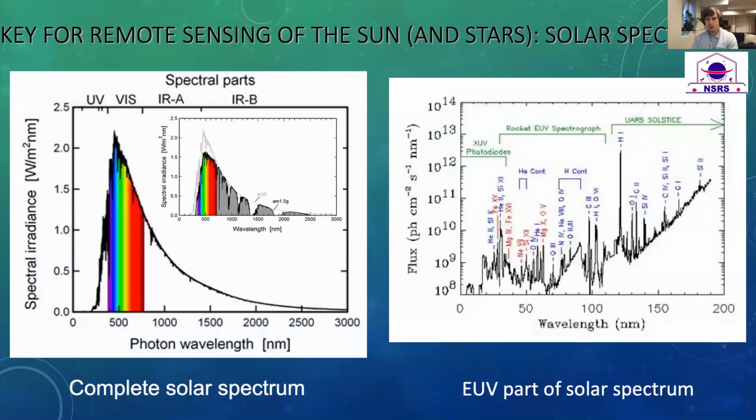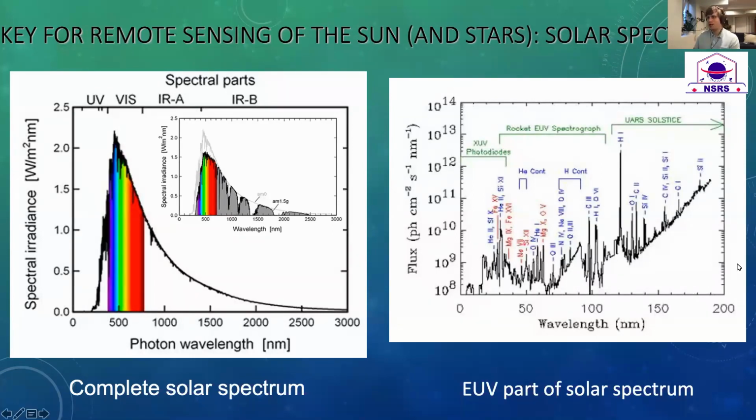It changes a little bit during the solar cycle, but the major changes come in the extreme ultraviolet flux, the amount of energy coming in the extreme ultraviolet. So that's where we're going to be living for the rest of this.